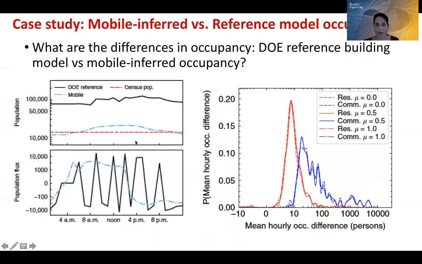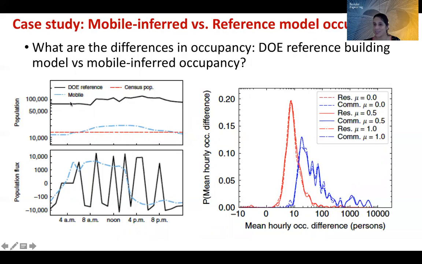And here is the big result. When we use the number of people in buildings at different times of the day, and we show the census population, of course, it doesn't change across the day, and we see the mobile phone occupancy that we observe in the area. You see the light blue line versus red.